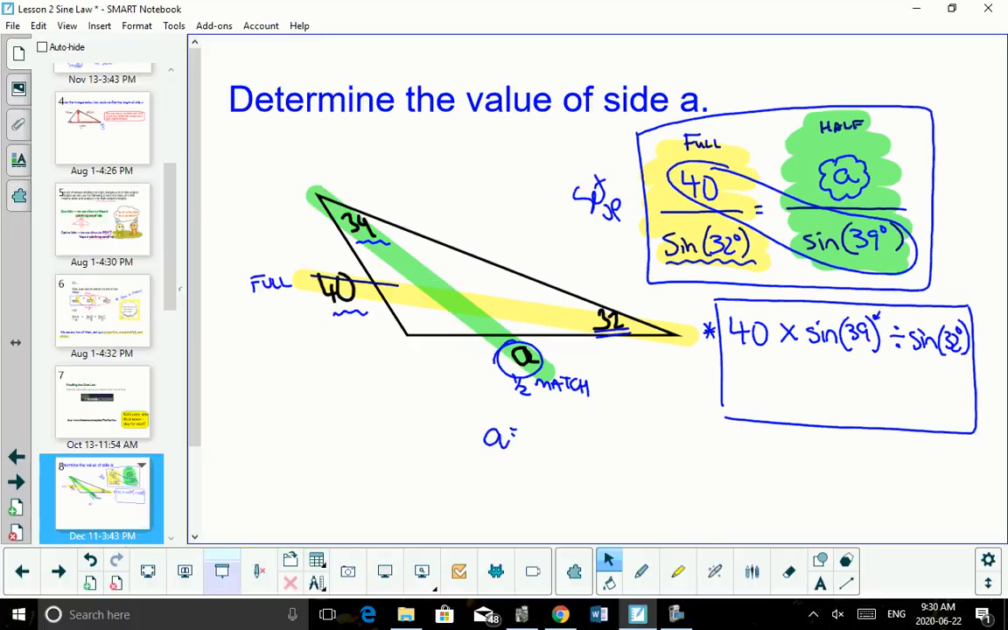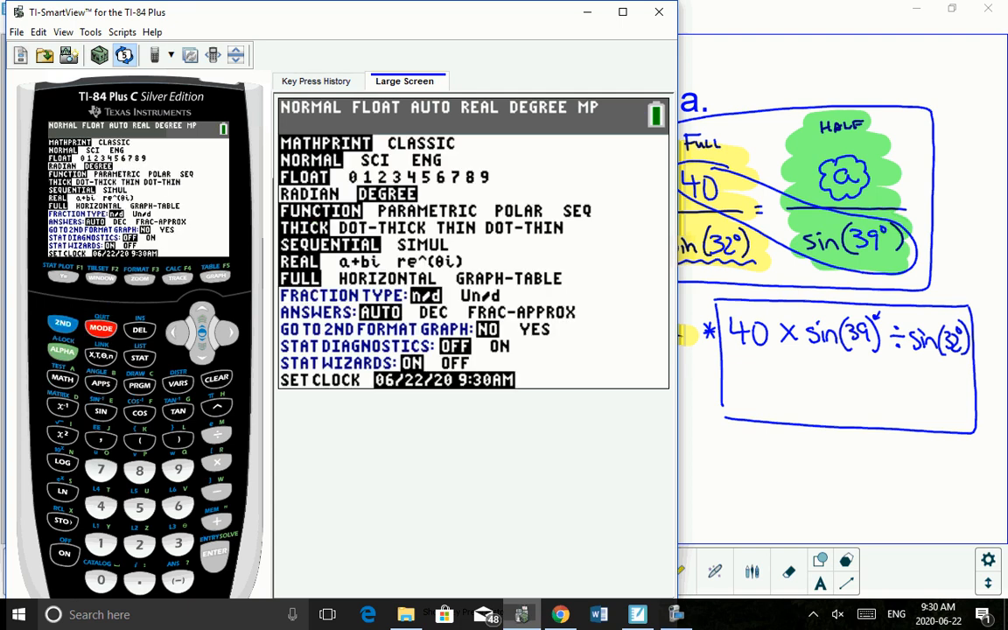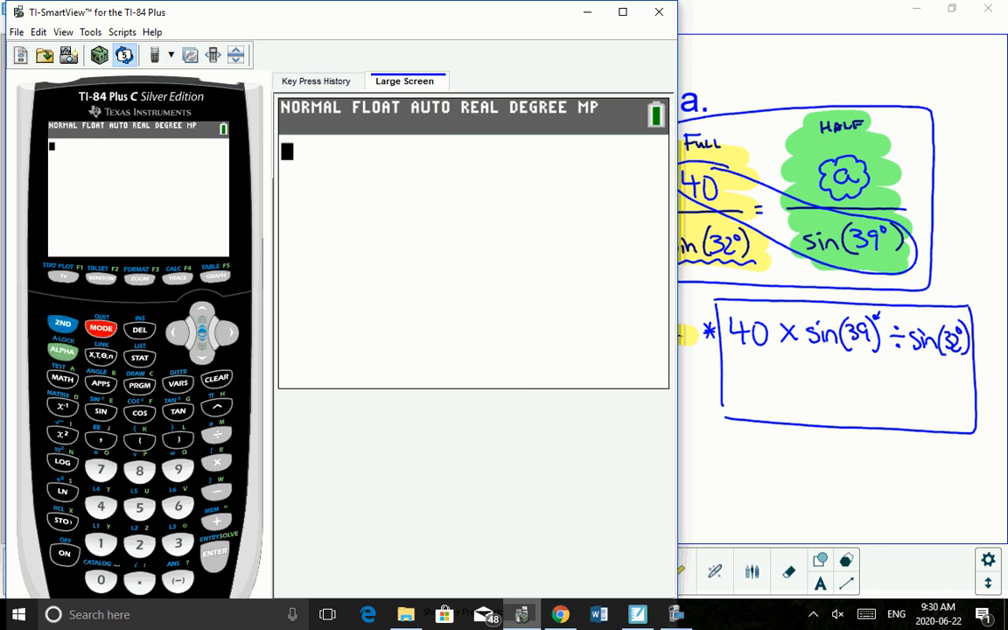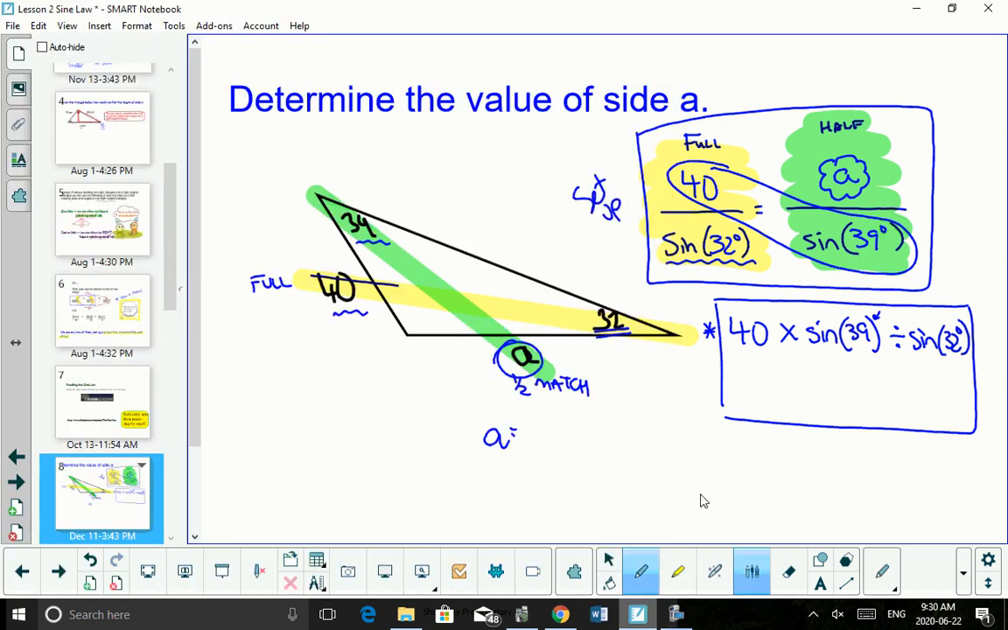Now, let's go to calculator. So again, first things first, make sure it's in degree mode. So hit the mode key, make sure the word degree is highlighted, which it is. Okay, so I'm going to cross multiply and divide. So I'm going to go 40 times sine 39, finish off the bracket. If you don't finish off the bracket, it will be wrong. Divided by sine 32. Finish off the bracket. So you get 47.5. We'll just round it to the nearest tenth. And there was no units here, so it didn't say centimeters or anything.